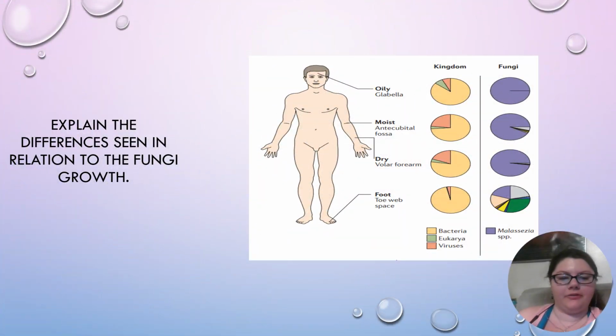Alright, explain the differences seen in relation to the fungi growth. So you would normally think that there would be a lot of fungi in this moist foot area because most people have very sweaty feet. Most people have a lot of sweat happening in that crease of the elbow. However, keep in mind that both those areas get a lot of movement. So there's not going to be a lot of growth happening there because it's being moved quite a bit. You move your toes a lot more than you think you do. So basically this fungi is getting rubbed off before it could even really grow.